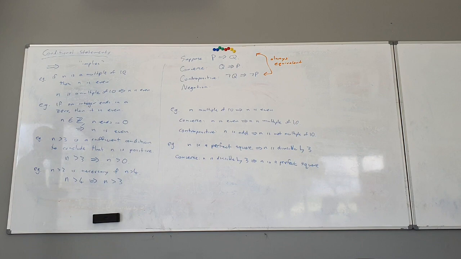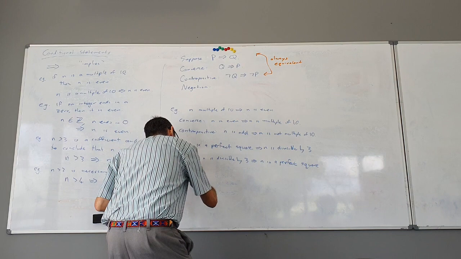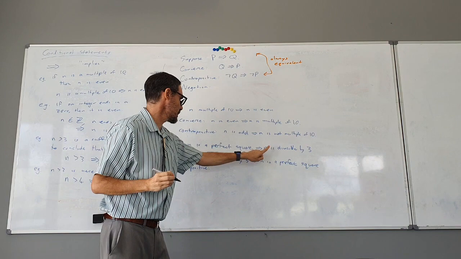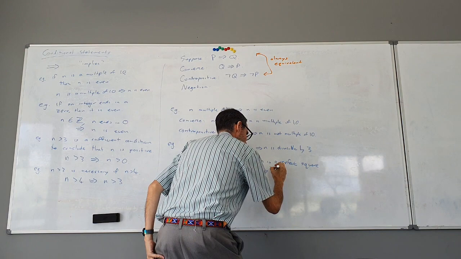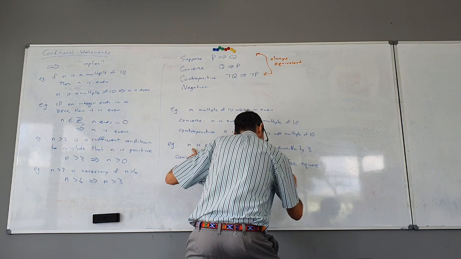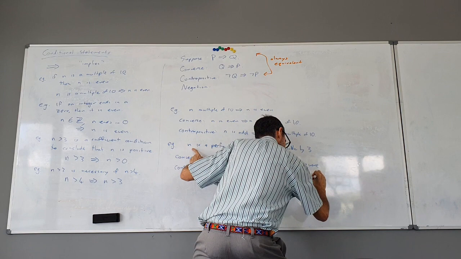What about the contrapositive? Not this implies not that. N is not divisible by 3 implies N is not a perfect square.